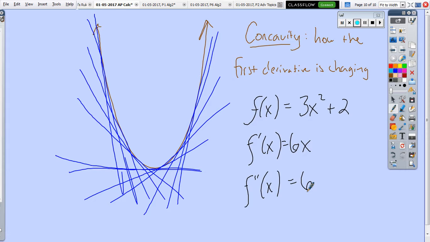Oh, no. It's always increasing. The rate of change, the first derivative, is always increasing. Because remember, the derivative is the slope of a tangent line, right? So let's say the slope of this line is -6, -5, -4, -3, 0, 1, 2, 3, 4, 5, 6. It's always increasing.